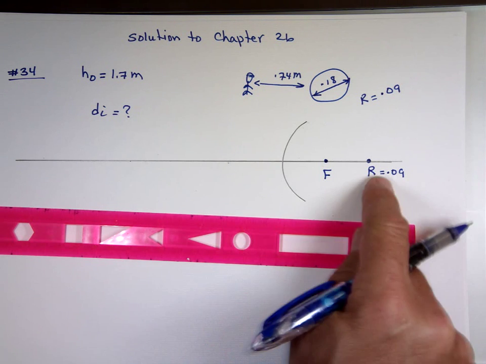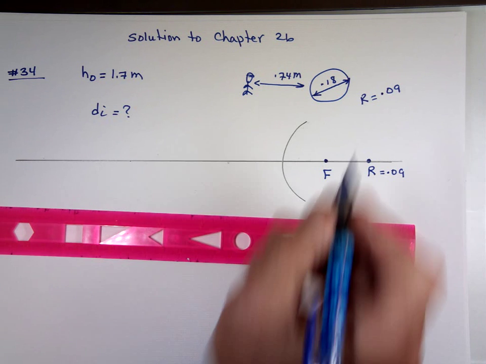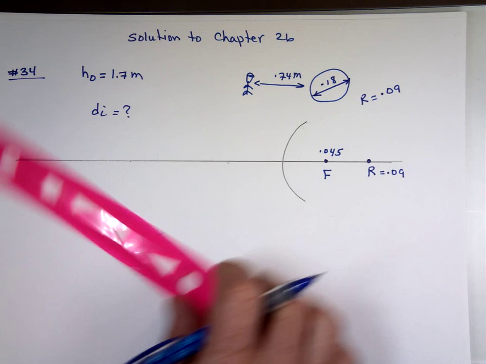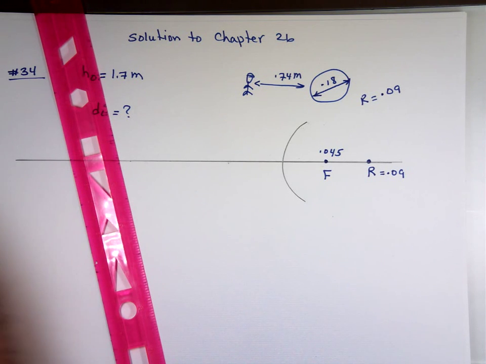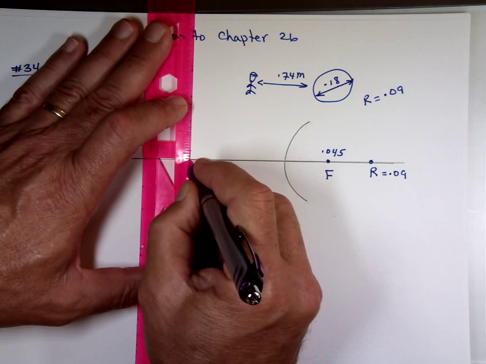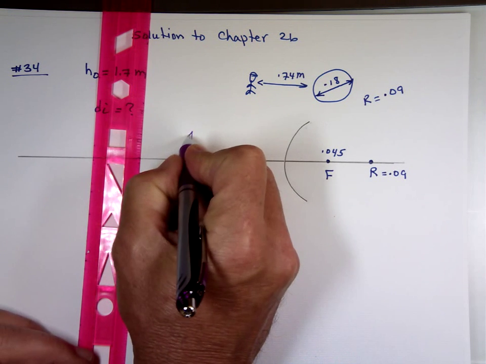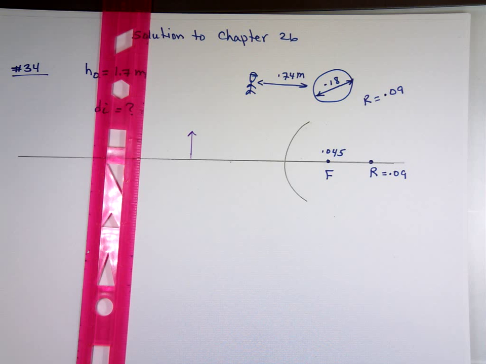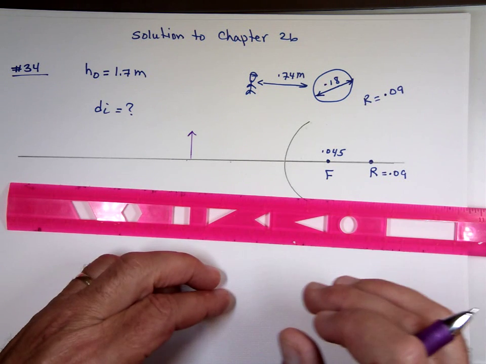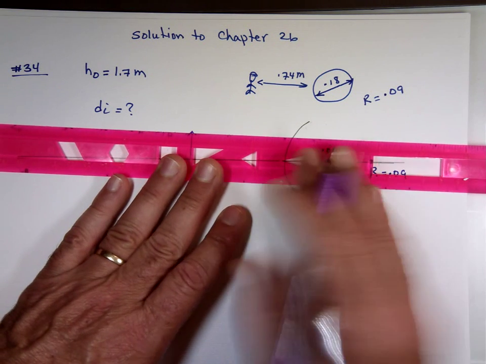So the focal point is half of that. What is half of 0.09? Is it 0.045? So if you want to graph it, there's your object right here. Now this is a diverging lens. I'm sorry, this is a mirror, not a lens. Convex mirror. So the first one, the P ray, the parallel.